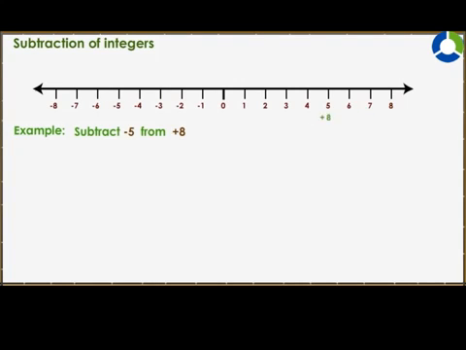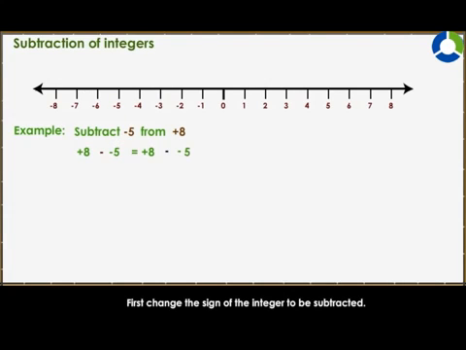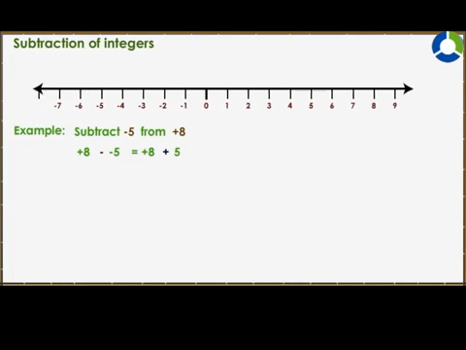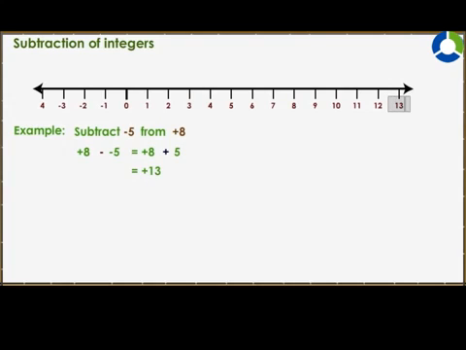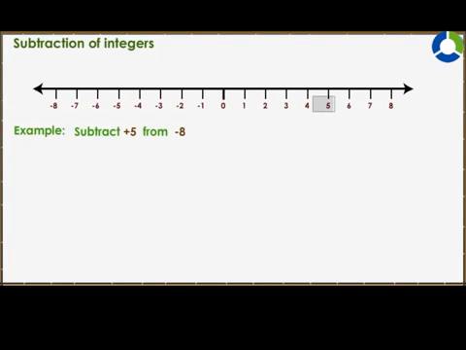Subtract negative 5 from positive 8. To subtract positive 8 minus negative 5, first change the sign of the integer to be subtracted. That is, negative 5 changes to positive 5. Then add positive 8 and positive 5. We get positive 13.